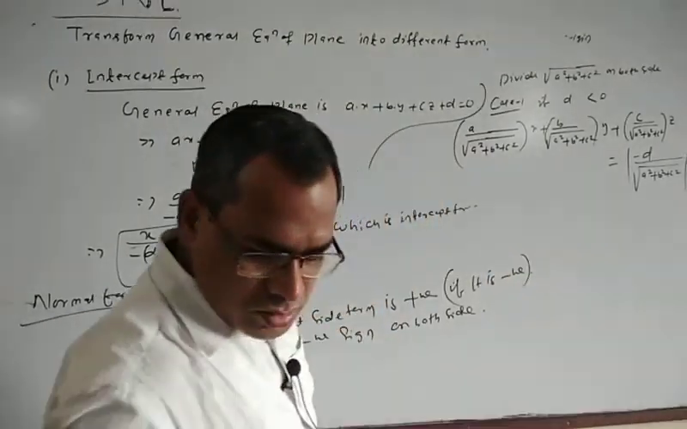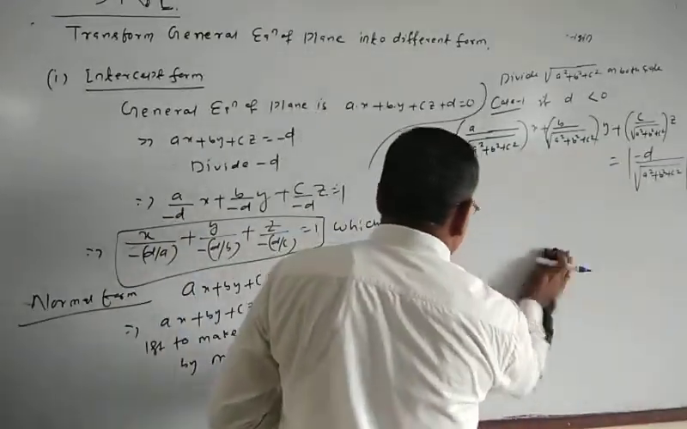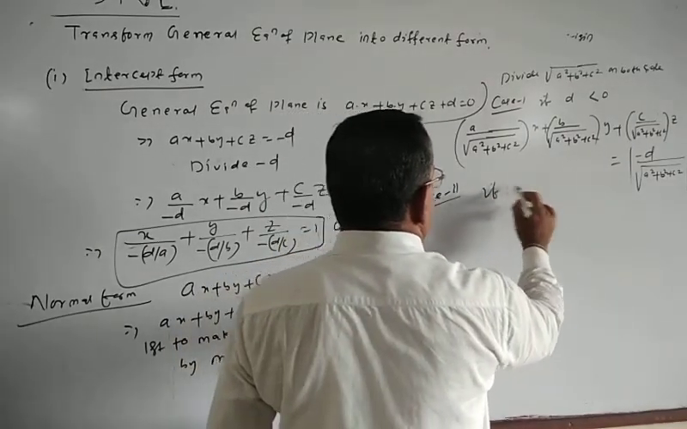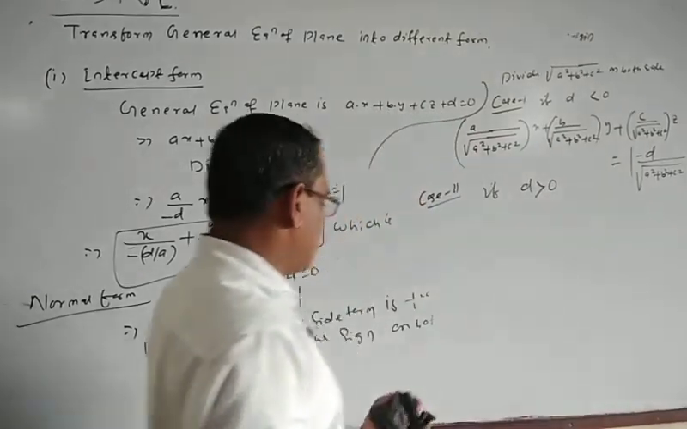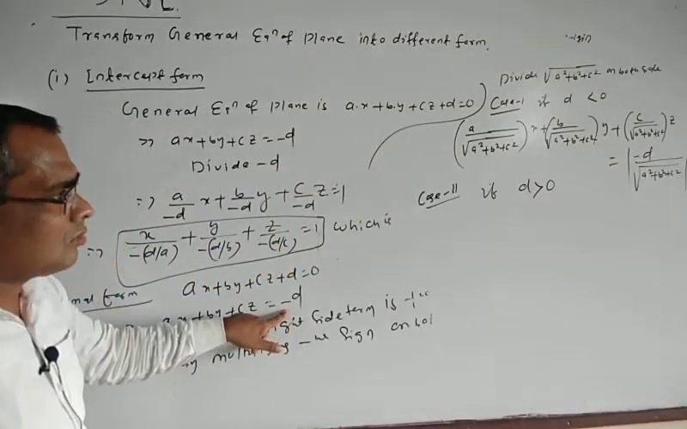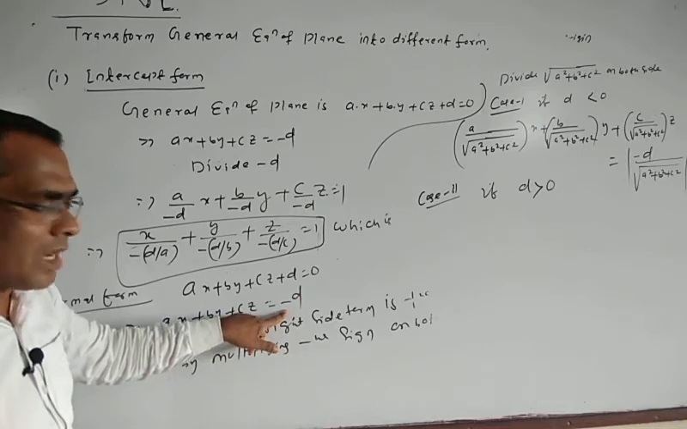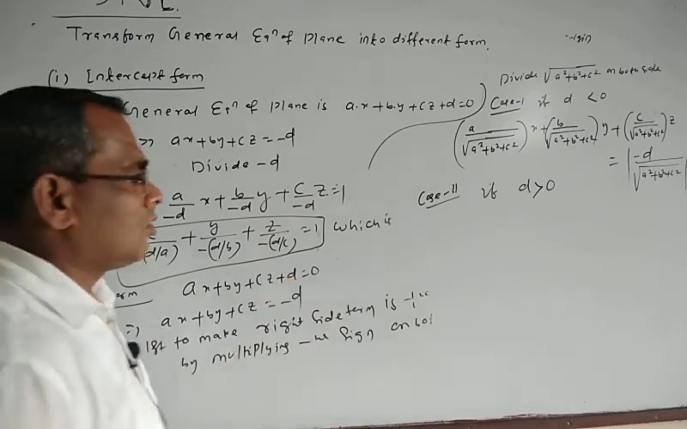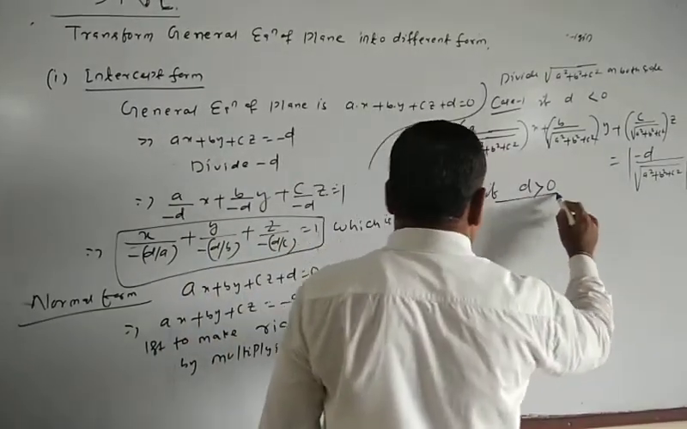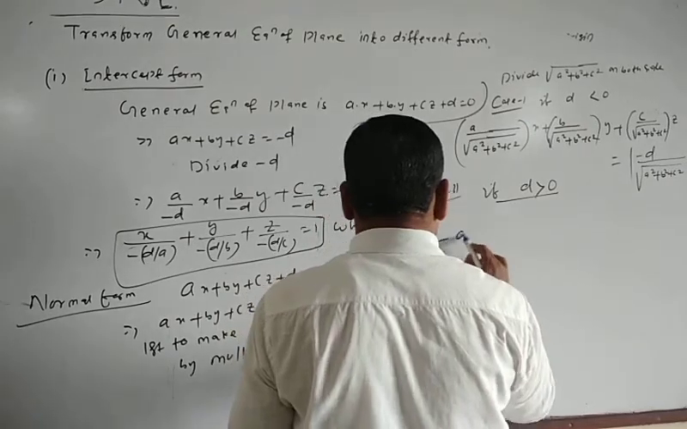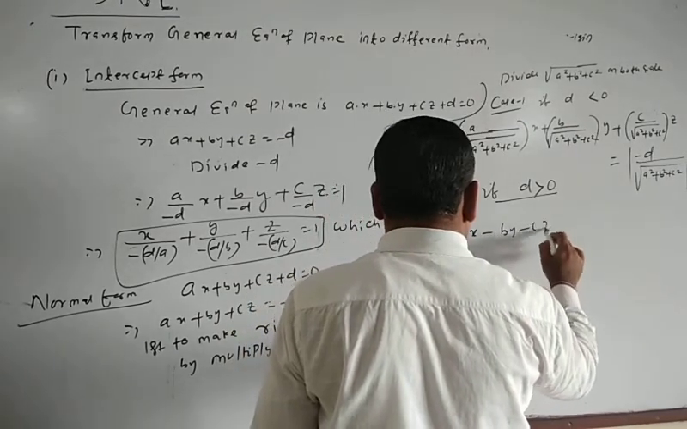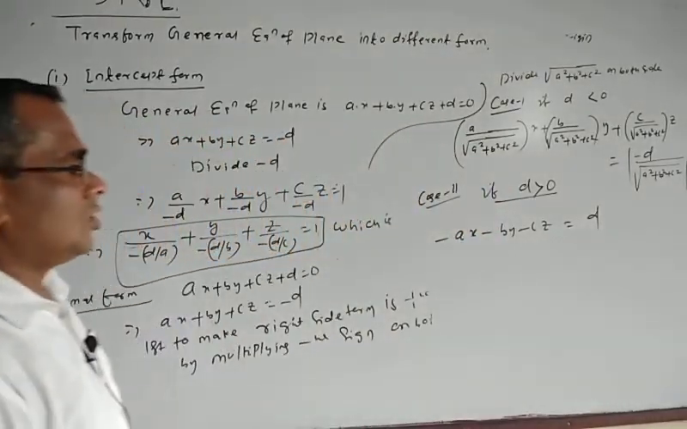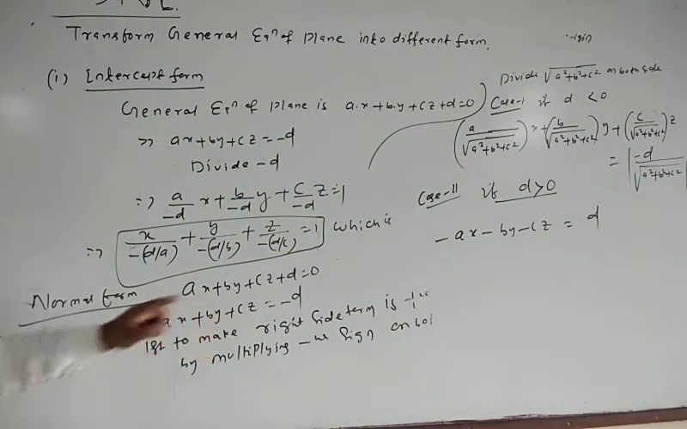Case 2: if d is positive. If d greater than 0, then minus d will be negative. If the right side term is negative, multiply by minus on both sides, so minus a x minus b y minus c z is equal to d.